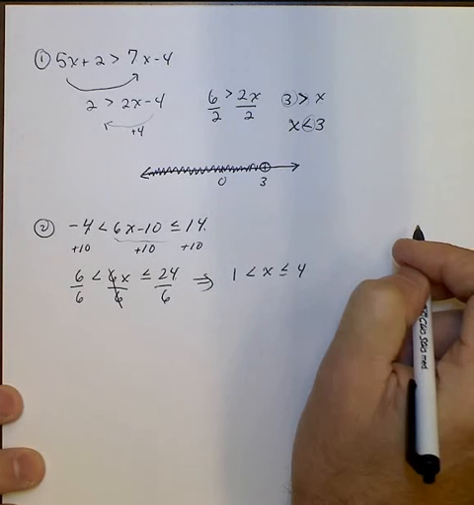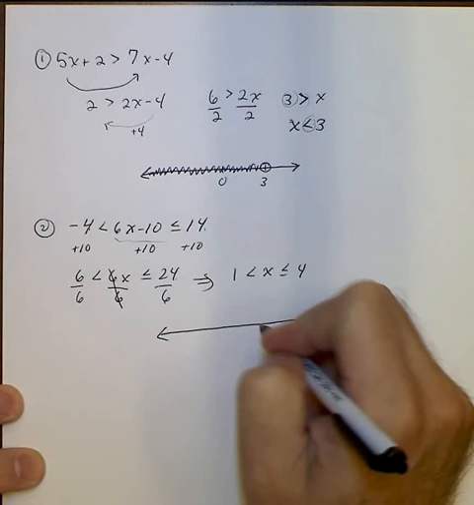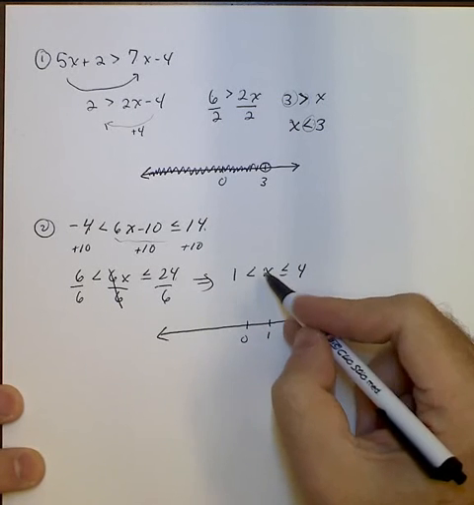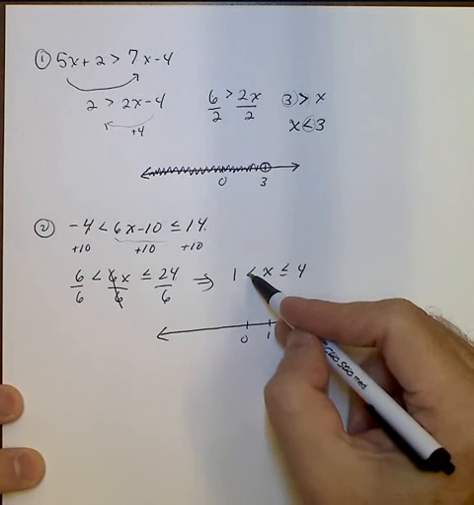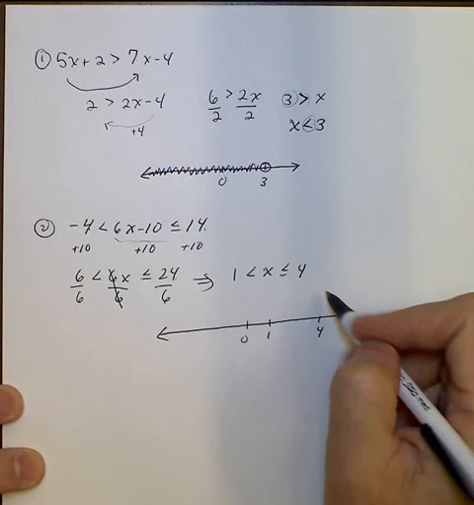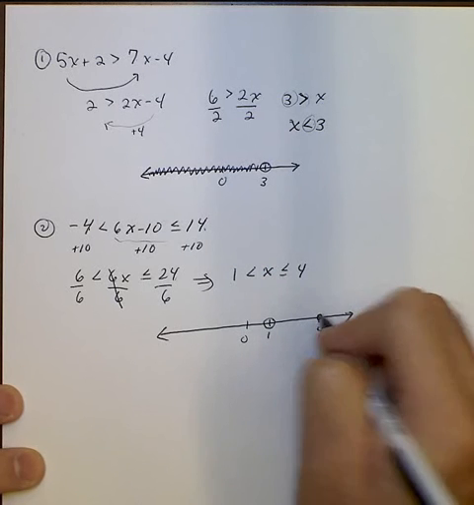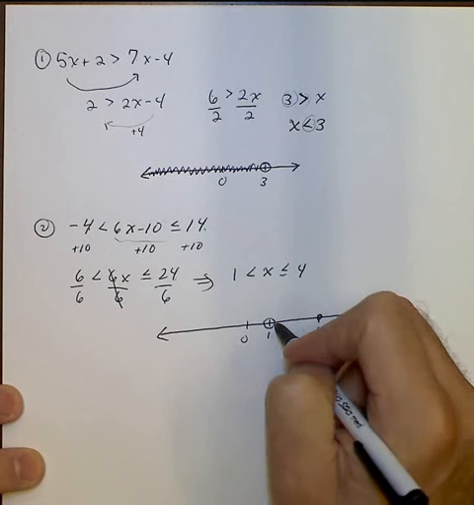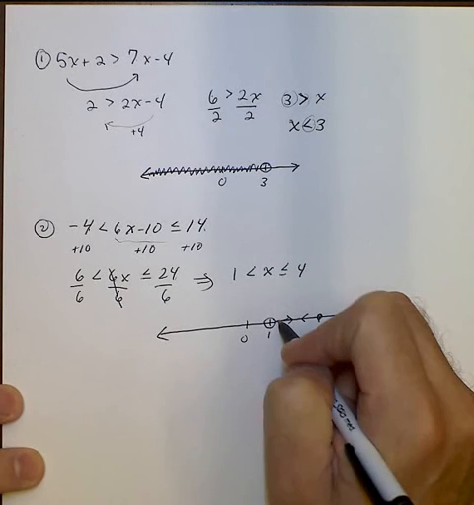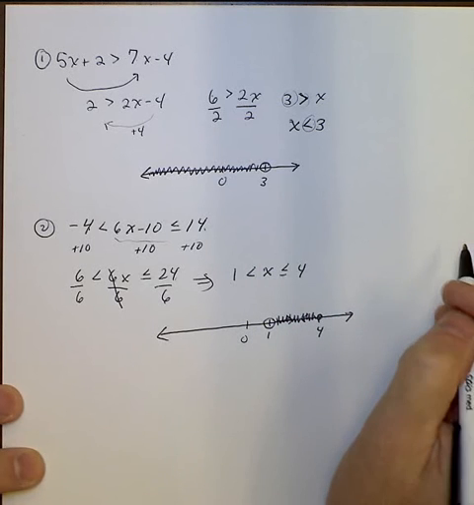And now we graph that. Put our 0 point, here's our 1, here's our 4. And we look at this. This is x is greater than 1, and x is less than or equal to 4. So at the 1 we put an open circle, at the 4 we put a closed circle. And since we're greater than 1 and less than or equal to 4, the area that gets shaded is right there. And that's your answer.